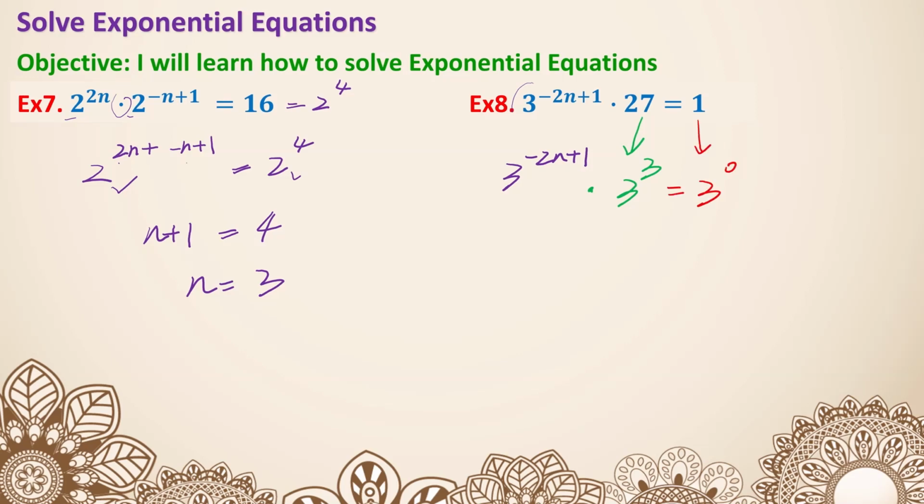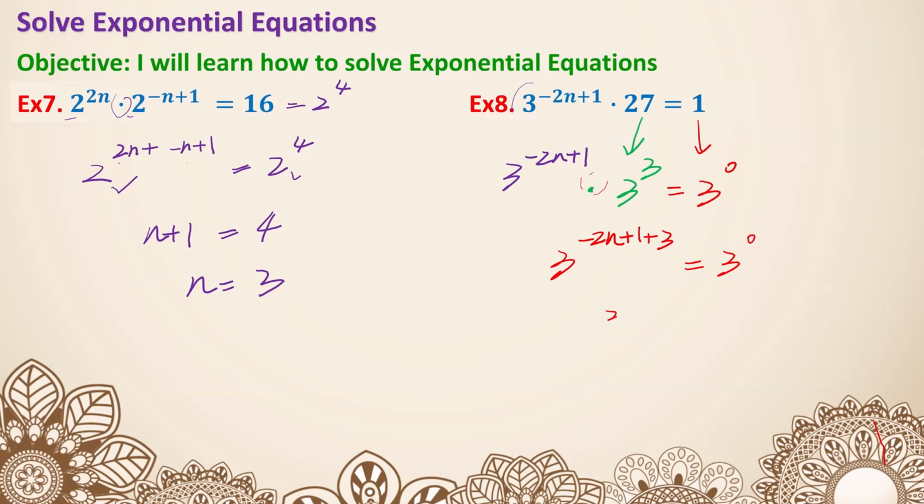So whenever you get a question that has a 1 as a number and you actually need to rewrite it as an exponent, you just look for what base it needs to be, and it's going to be that base to the 0 power. Left side has a multiplication symbol, so we need to add the exponents. Negative 2n plus 1 plus 3. The right side is just 3 to the 0 power.